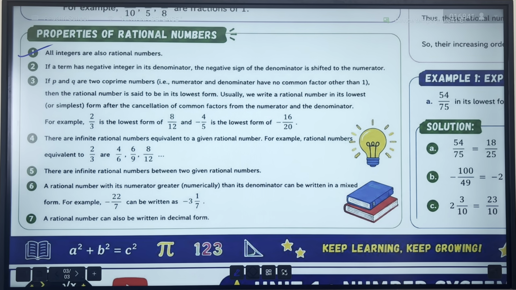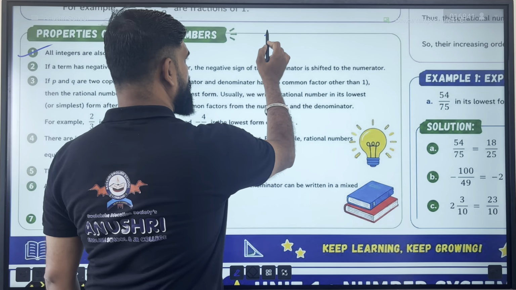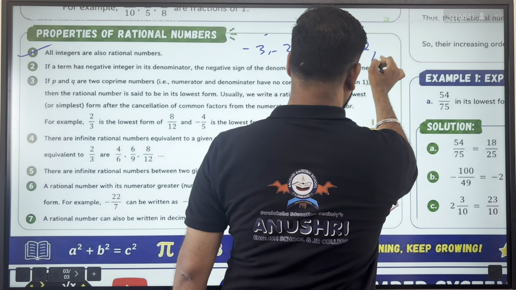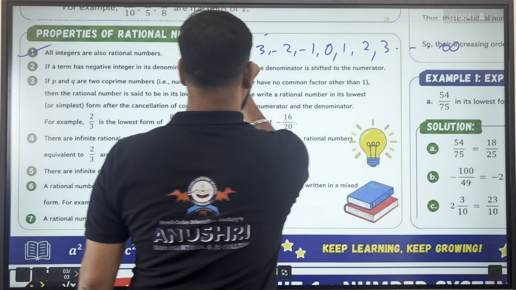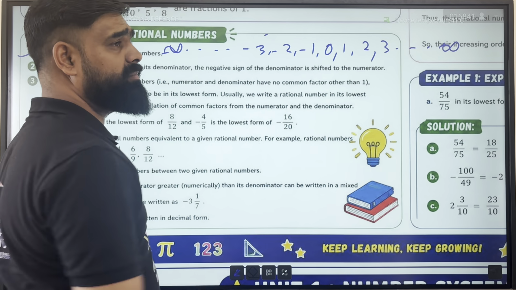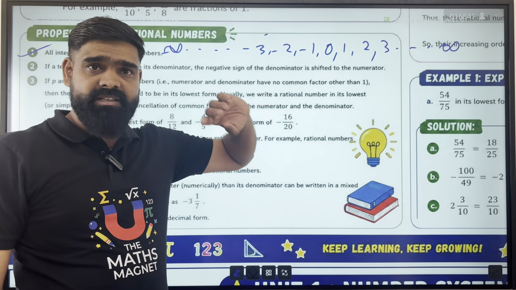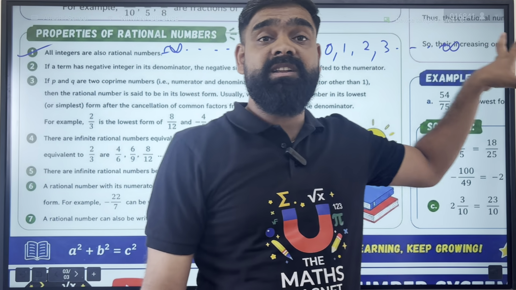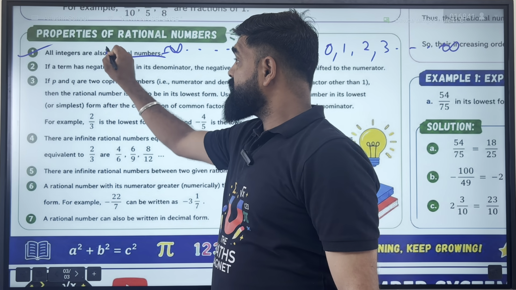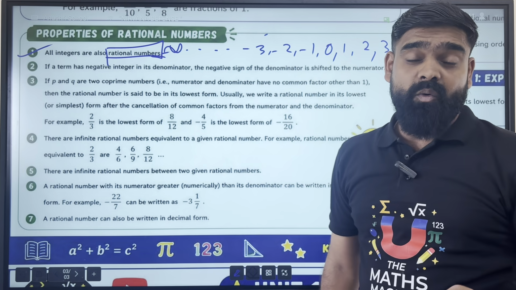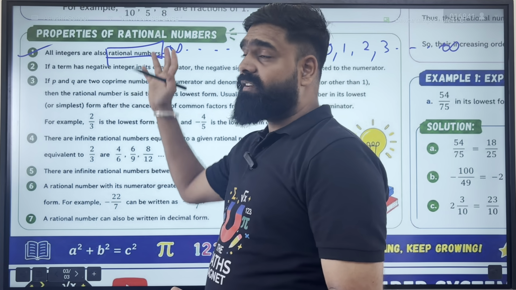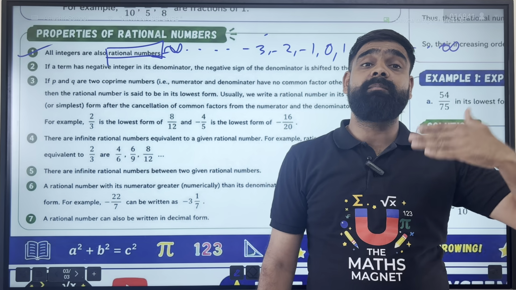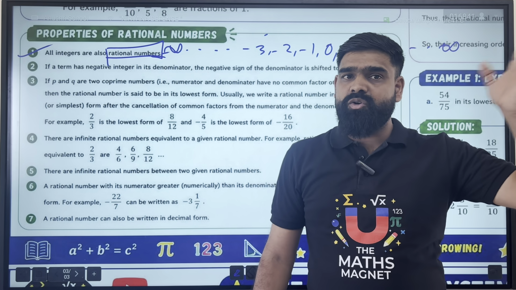also rational numbers. We have already studied that -3, -2, -1, 0, 1, 2, 3 up to infinity, and this is up to minus infinity. All these numbers are integers, but all these numbers come under rational numbers also, because in the definition of the rational number, we have studied that the rational numbers are in the form of p by q, and that q should not be equal to 0.